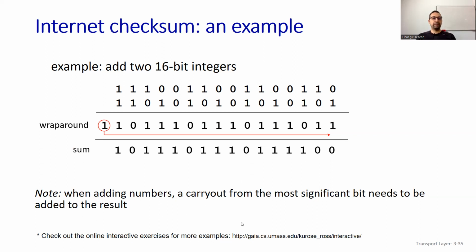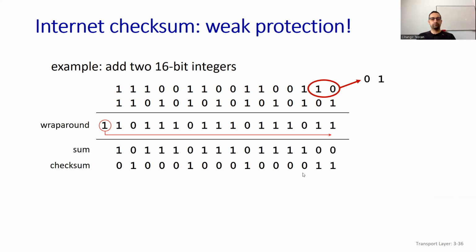So as the note says, when adding numbers, a carry out from the most significant bit needs to be added to the result. Okay. So your checksum is now just the complement of this value. Instead of zeros, you write ones and so on.